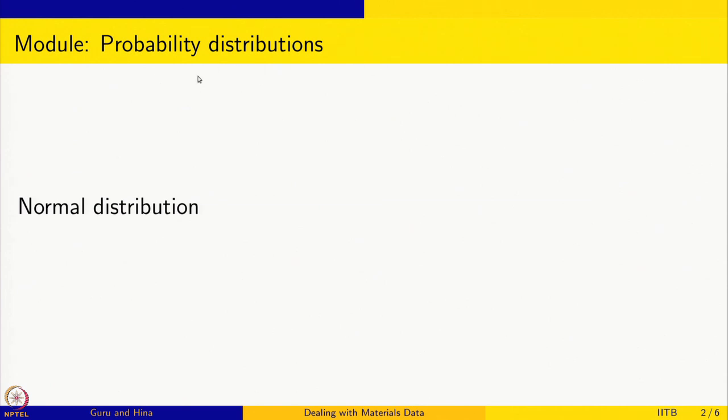Welcome to Dealing with Materials Data. We are looking at the collection, analysis and interpretation of data from material science and engineering. We are in the third module. This is a module on probability distributions, and we have looked at several discrete probability distributions, and we are now going to consider one of the continuous probability distributions, which is called the normal distribution.